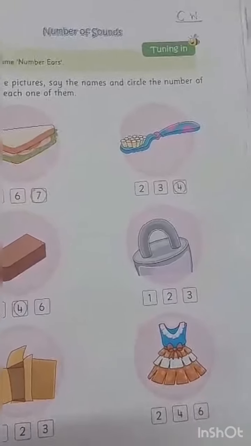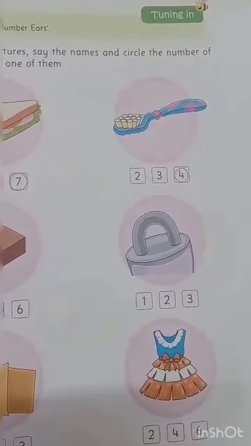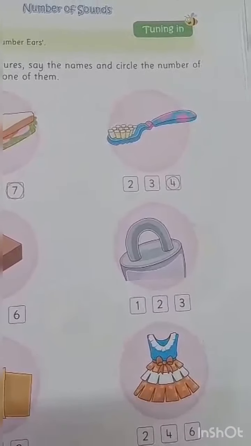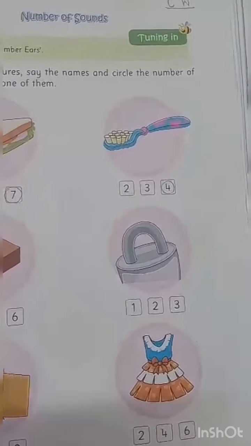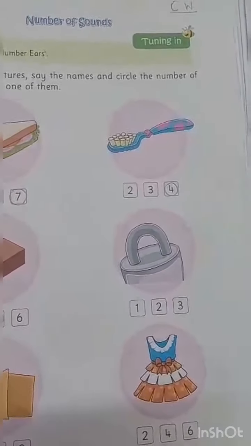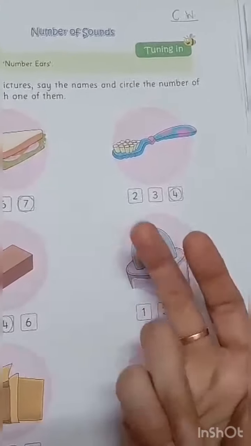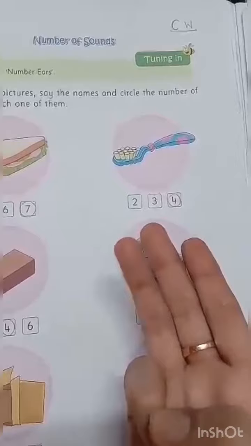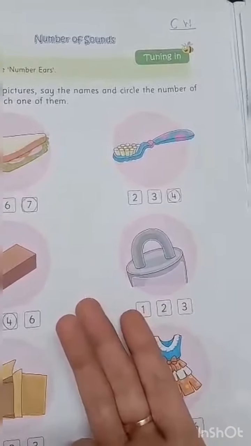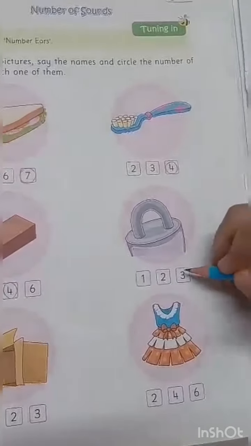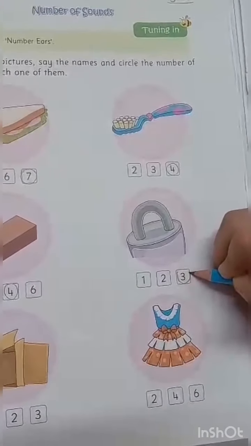Right? And the next picture is lock. And my babies know that. How many sounds does it have? Tell me. Let's count. L, O, K. So how many sounds does lock have? 3 sounds. So we will circle the number 3.